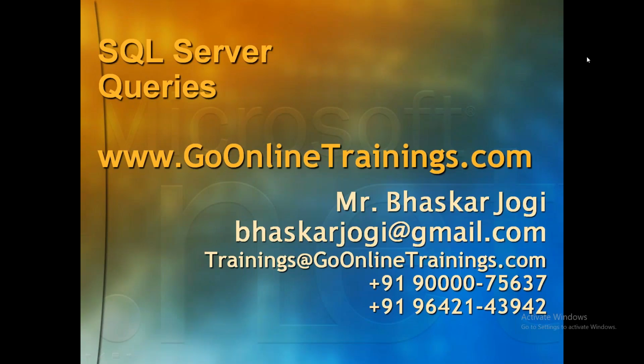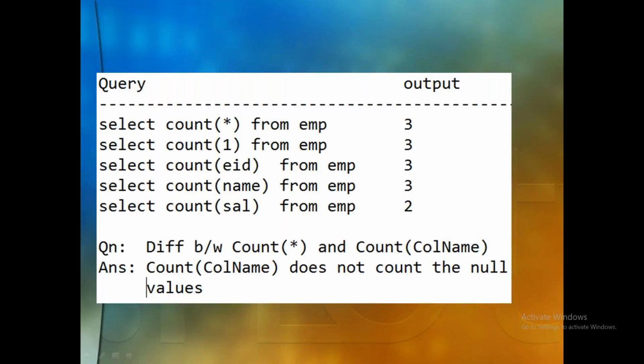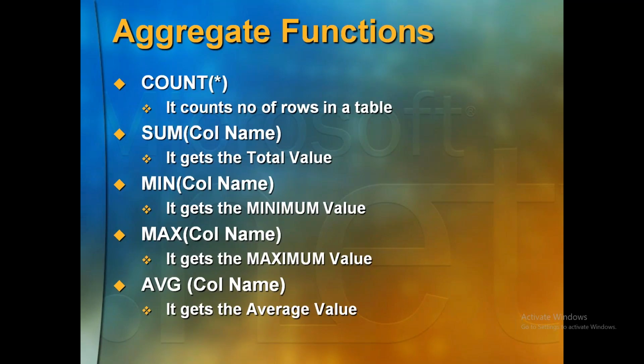Good morning, friends. Welcome to goonlinetrainings.com. We are discussing how to perform aggregate functions, right? So we had seen what are count star, sum, min, max, and average functions. We had discussed how to get the number of employees or number of customers from the account master table, and how to find the total, average, and minimum. All these things we discussed, right?